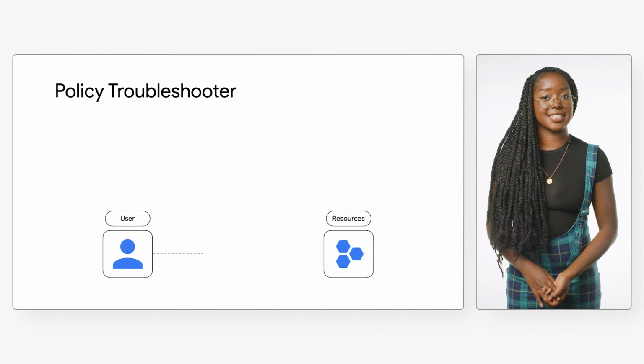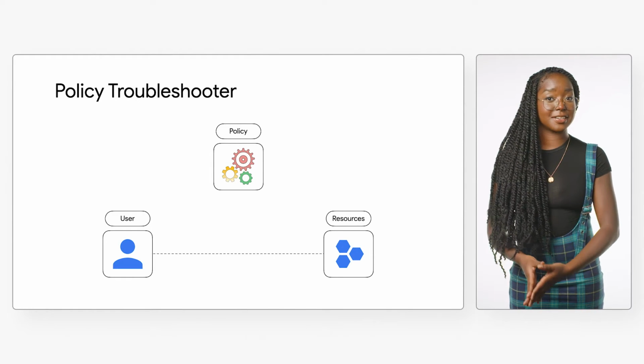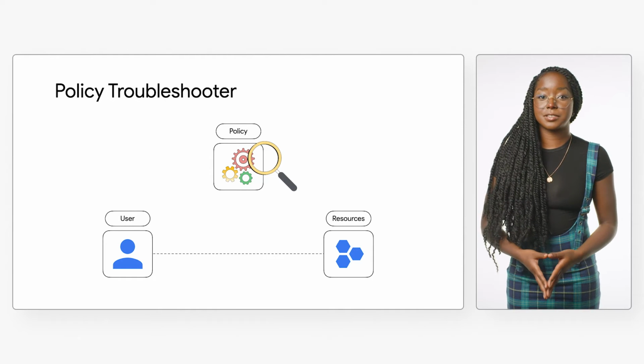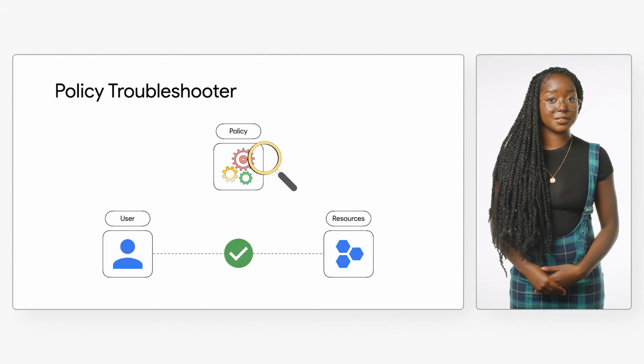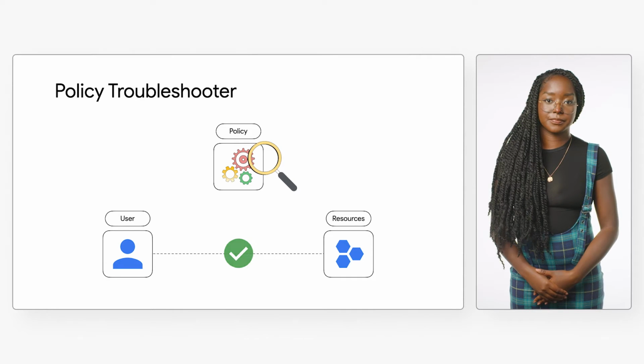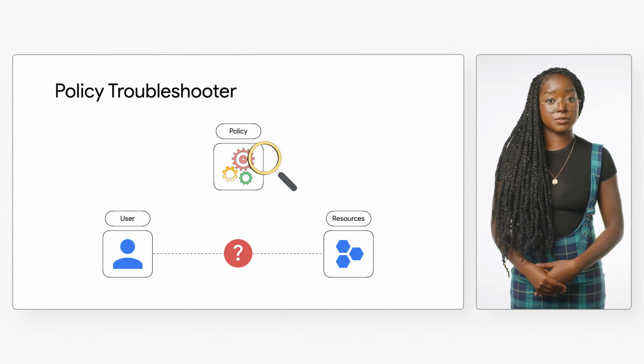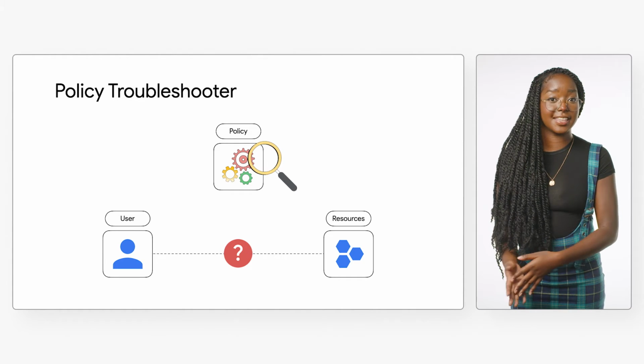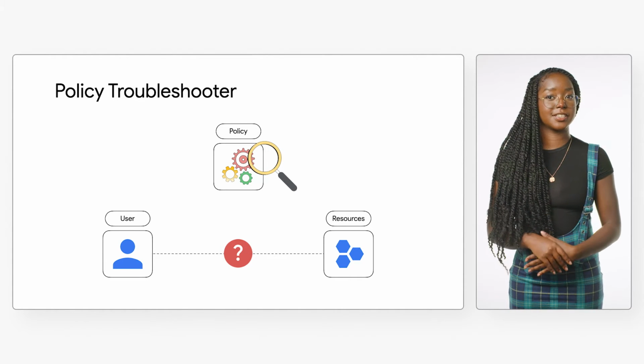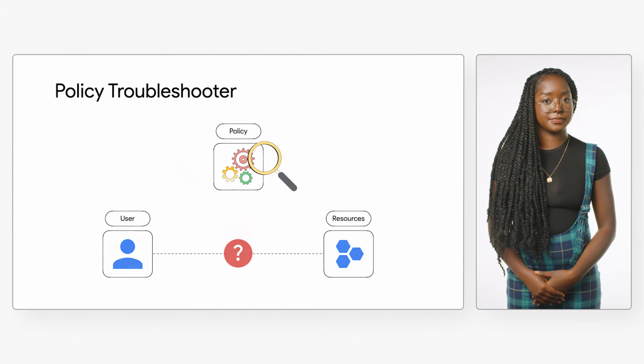Policy Troubleshooter takes this information and examines the IAM policies that apply to the resource to reveal whether any of the user's existing roles include the required permissions. If the user doesn't have adequate access, the troubleshooter lists the roles in your IAM policy that contain the permission in case you want to grant the user one of those roles.